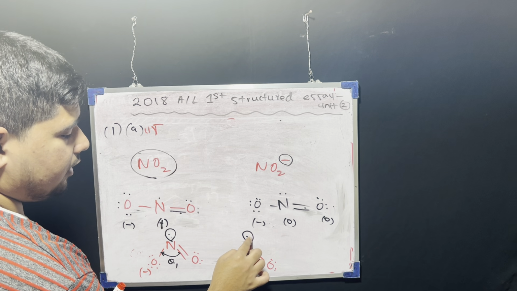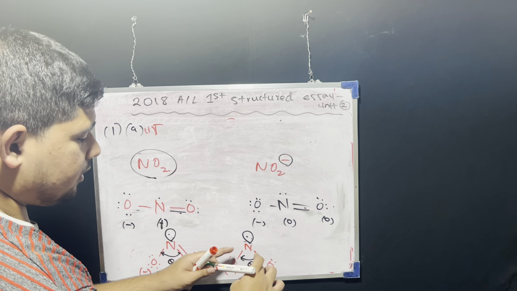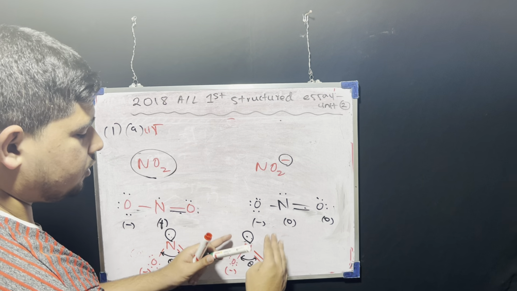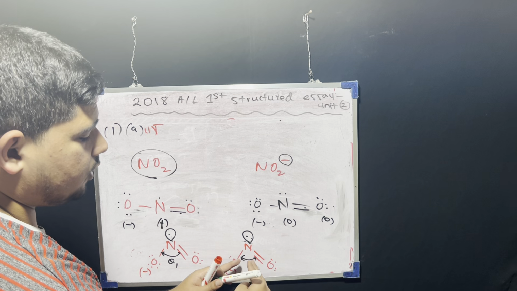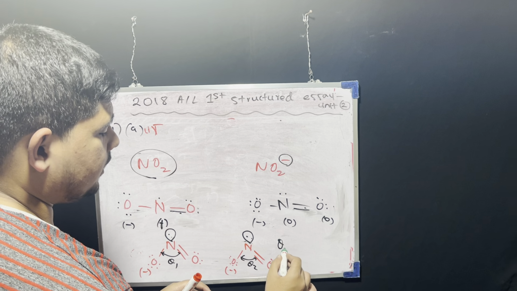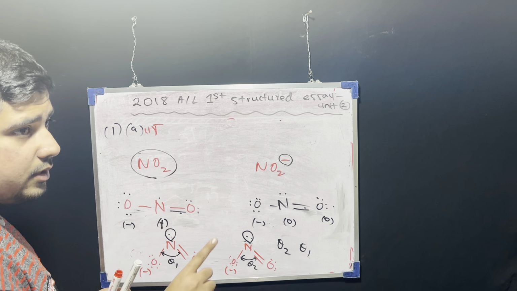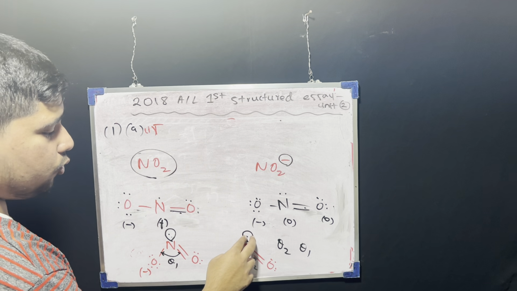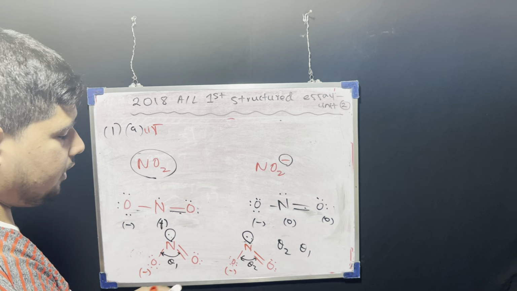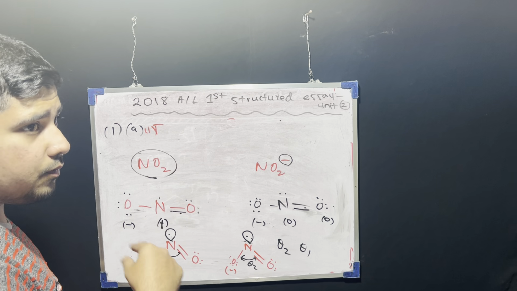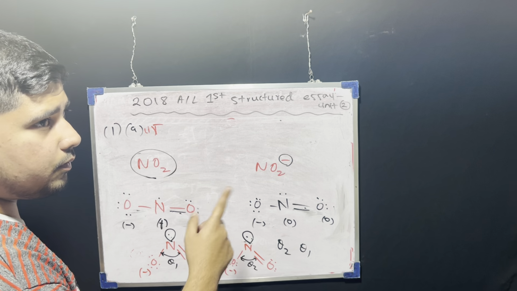Here the lone pair electron will push these 2 electrons down. So what will happen when they push down? Theta reduces, theta 2 and theta 1. Here you see the repulsion is given by only 1 electron. Here 2 electrons are involving in repulsion. Here only 1 electron is involving in repulsion. So which repulsion will be greater? This repulsion will be greater.